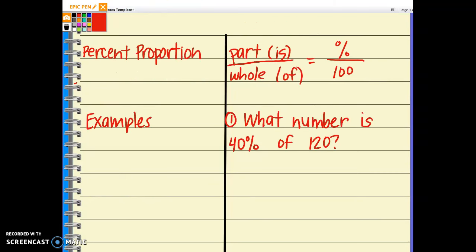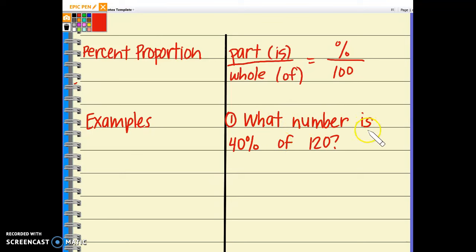So to do the percent proportion, we want to set it up: the part, sometimes you might see the word "is," over the whole. Sometimes you might see the word "of," equals percent over 100. Let's try an example. Number 1. What number is 40% of 120?